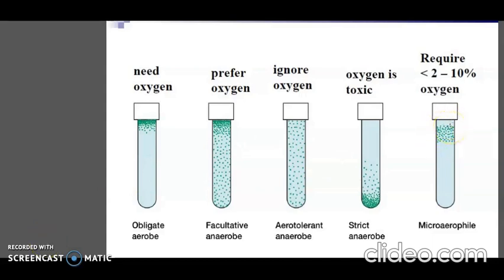The next one is the microaerophiles. They are organisms that require only low levels of oxygen for their survival. Normal atmospheric level of oxygen is harmful to them, but low concentration of oxygen is essential. That is, it requires about 2 to 10% of oxygen. An example of an organism that comes under the microaerophiles is Campylobacter. And this image also shows the distribution of microorganisms in various tubes based on the concentration of oxygen.